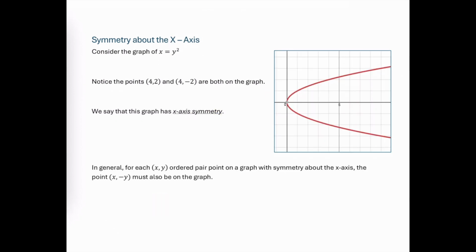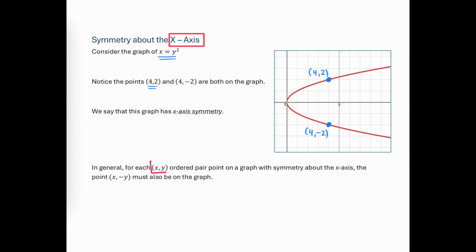Similarly, to say that a graph has symmetry about the x-axis means that the x-axis can be treated as an axis of rotation. And if we were to rotate this graph over the x-axis, it would look the same after we flip it. The graph that we're looking at here is of x is equal to y squared. Let's take a look at the ordered pair (4, 2). And notice that the ordered pair (4, -2) is also a point on the graph.